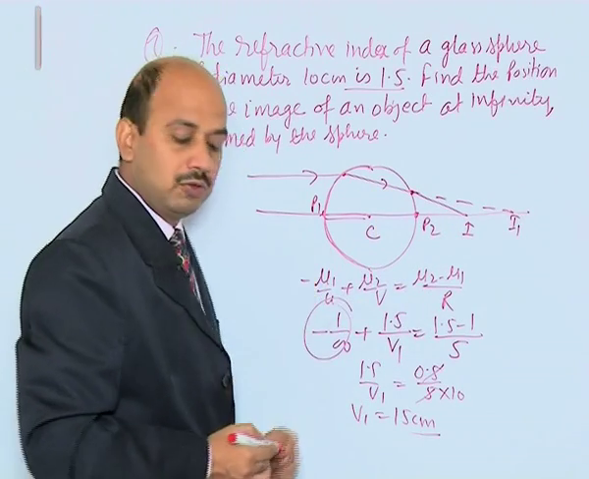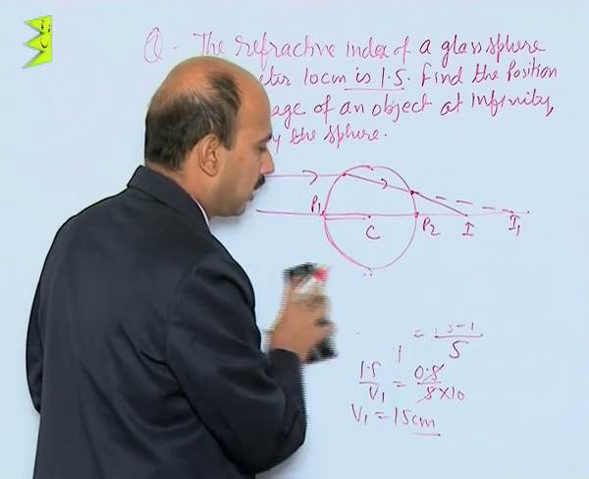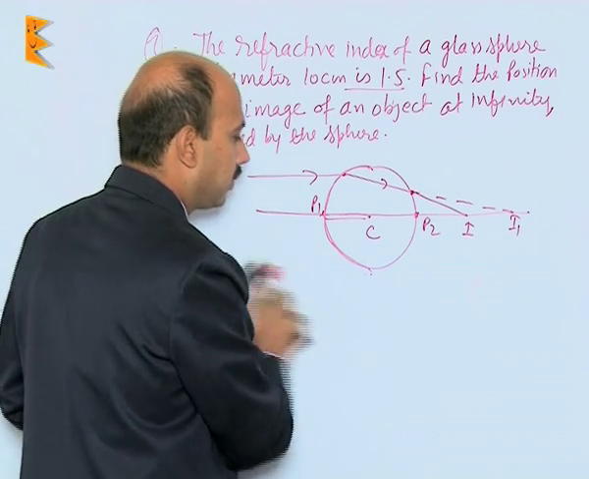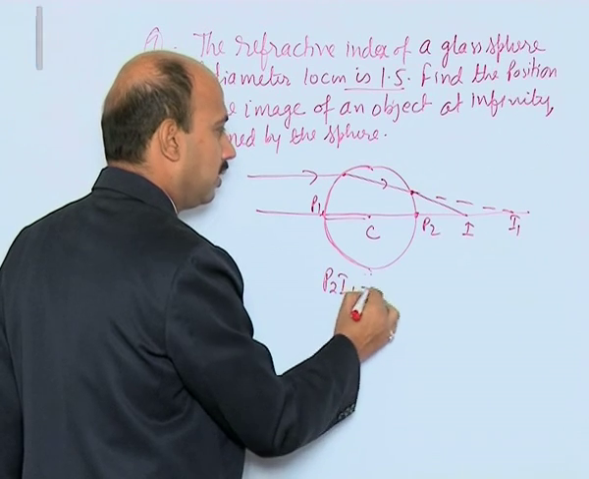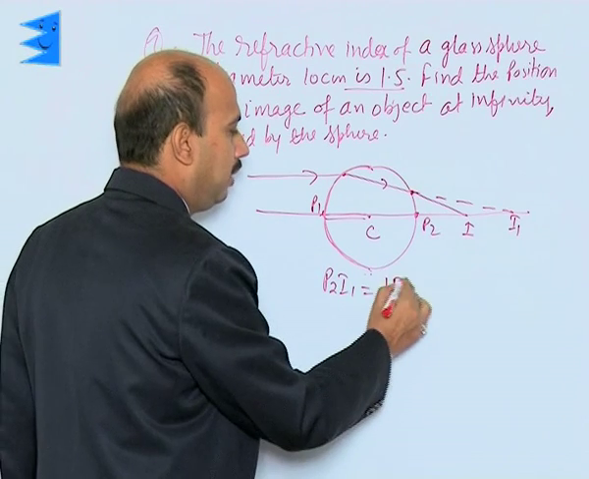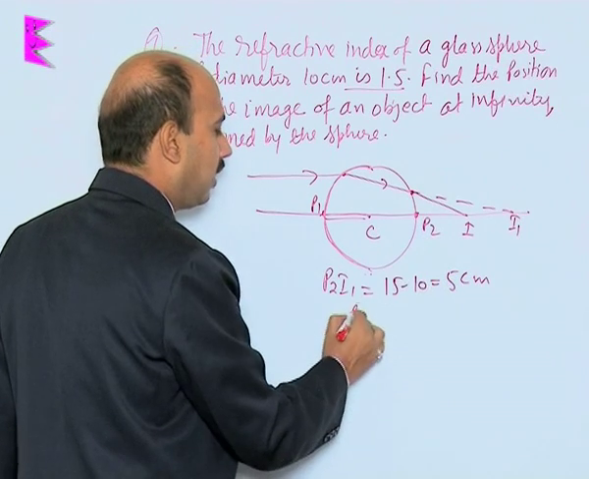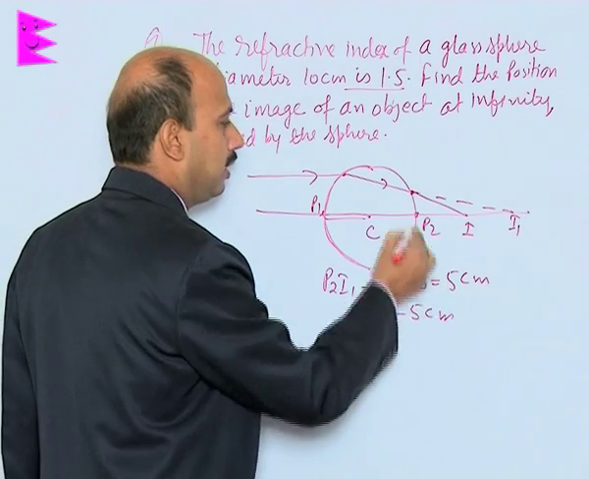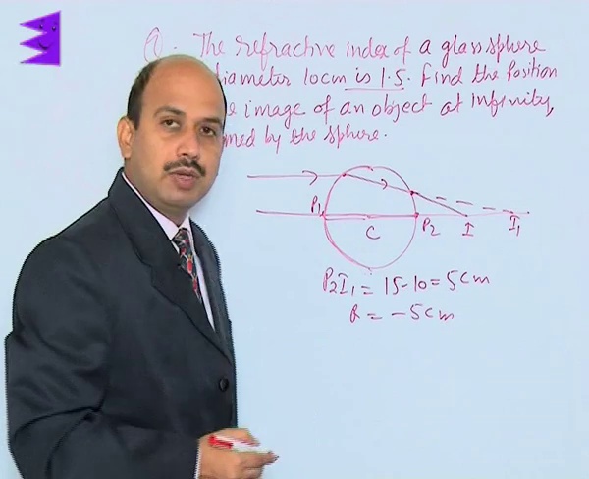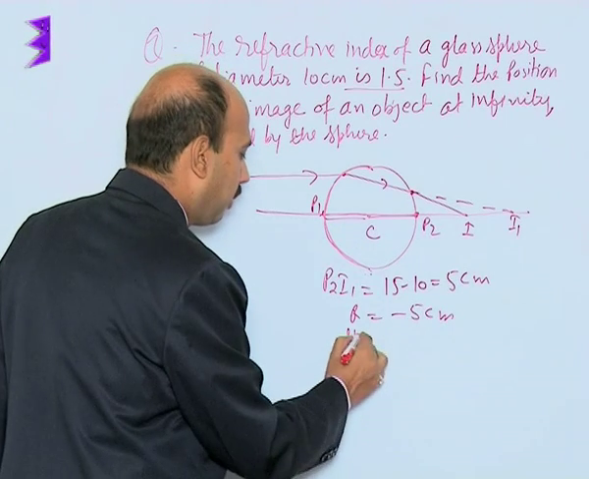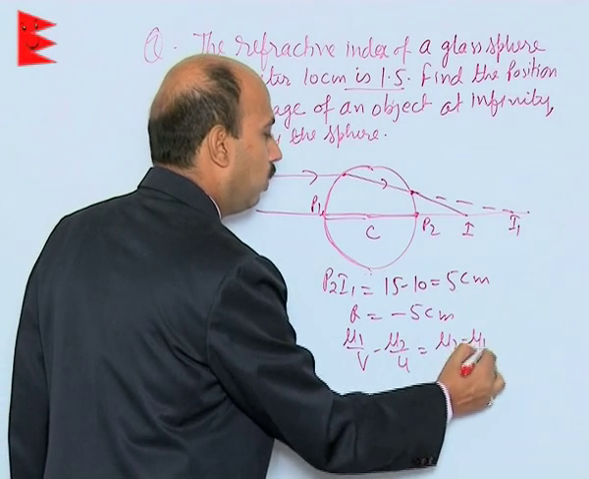So, for the second surface we will first calculate the object distance. Object distance for the second surface will be P2I1, that can be written as 15 minus 10 is equal to 5 centimeter, and radius for this surface R is equal to minus 5 centimeter, because this is opposite to this. We can now use the formula for denser to rarer medium. So, we can write mu1 upon V minus mu2 upon U is equal to mu2 minus mu1 upon minus R.